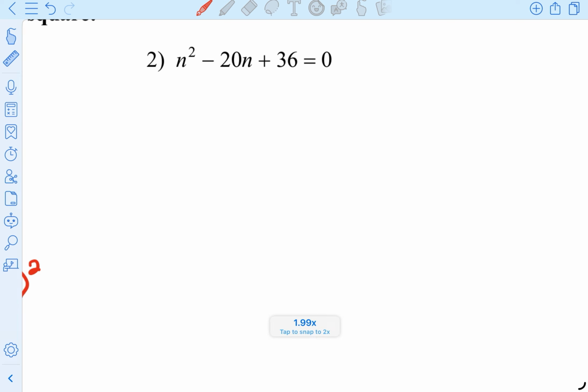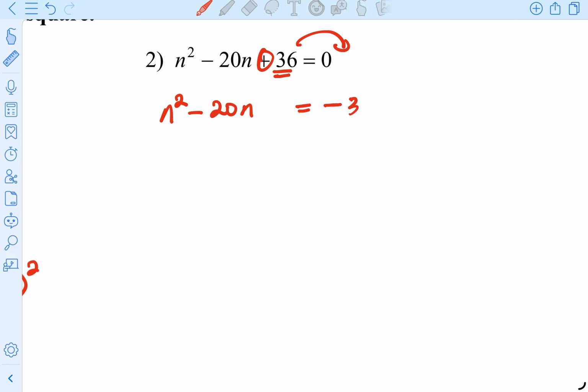Let's look at this one. So first step, immediately, I'm going to carry positive 36 over the equal sign. So this will become n squared minus 20n is equal to negative 36. Now we say what number completes the square? Okay, well, n squared minus 20n plus blank is equal to negative 36 plus blank. So we need to find what number completes the square.